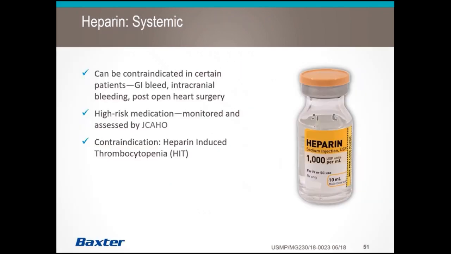Heparin is considered a systemic anticoagulant. Regardless of whether they have a systemic heparin drip because they're receiving it for DVT prophylaxis or some other medical condition, or whether the heparin is administered solely to the machine to anticoagulate the filter, there will be some systemic effects to your patient. So it can be contraindicated in certain patients, patients with GI bleeds or intracranial bleeding, those types of things.